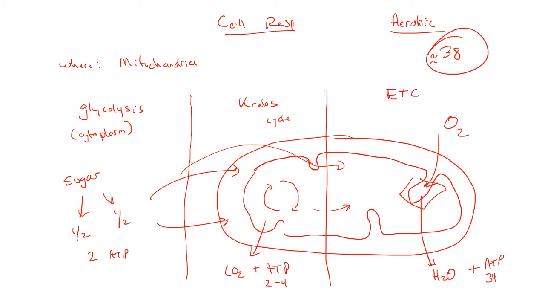I should also give you the magic number that this thing basically makes about 38 ATP. I don't know if that number is going to show up on the EOC, but I just want you to be aware. Glycolysis makes 2, the Krebs cycle makes 2 to 4, and of course the electron transport chain makes a ton. It makes 34. So total, about 38. It could be more, could be even slightly less, but hey, there you go.